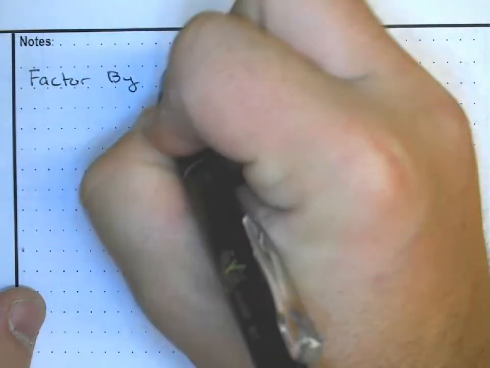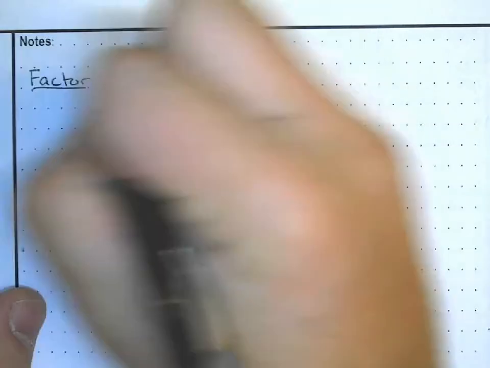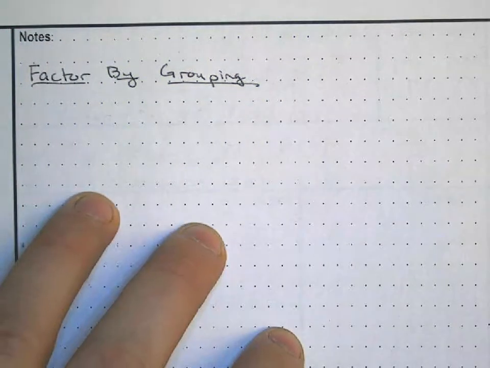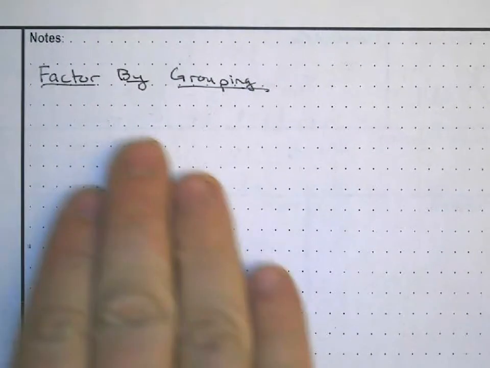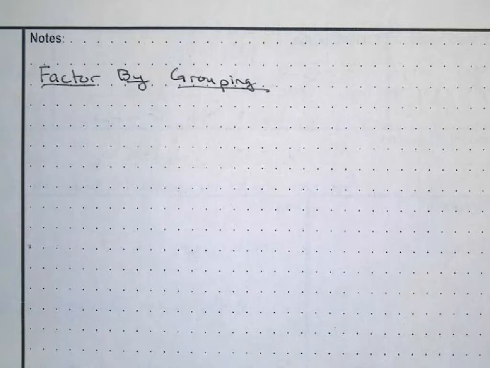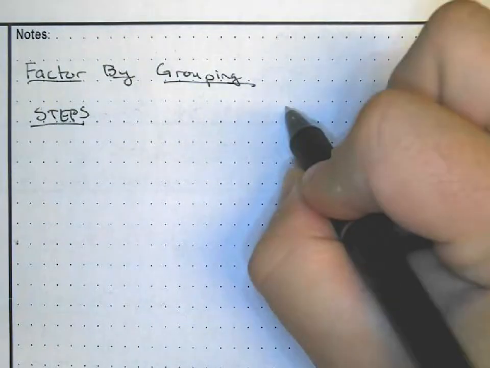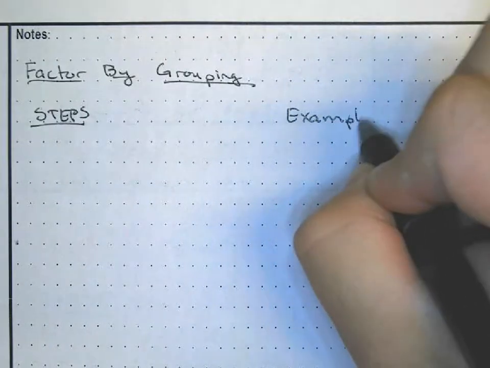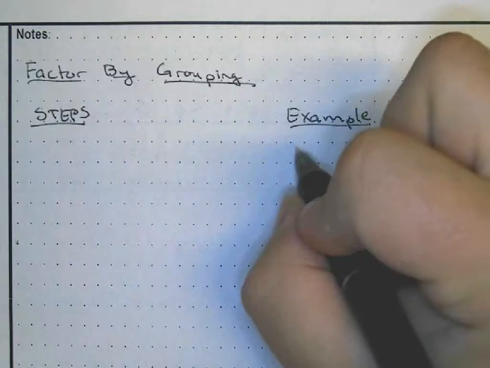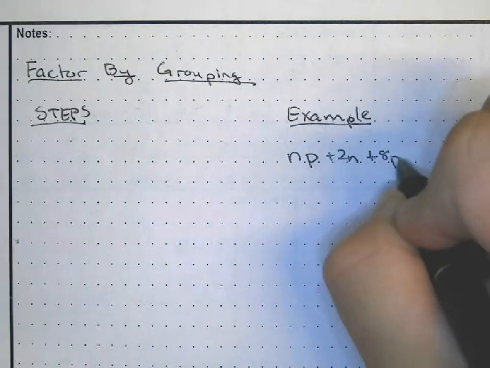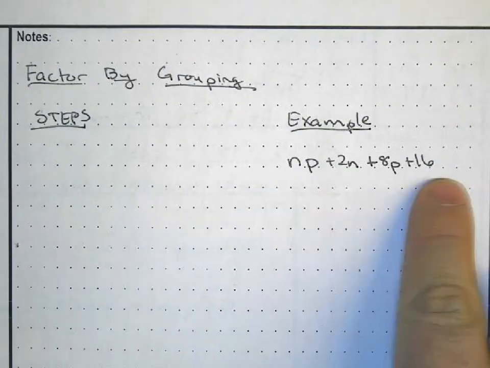So we're going to call this factor by grouping. And the example we'll be looking at is, I'm going to put my steps over here on the left, and then the problem that kind of follows the steps over here on the right. So we'll put steps here, and then our example here. So first I want to give you the equation we'll be looking at. np plus 2n plus 8p plus 16. So we'll be using that equation.